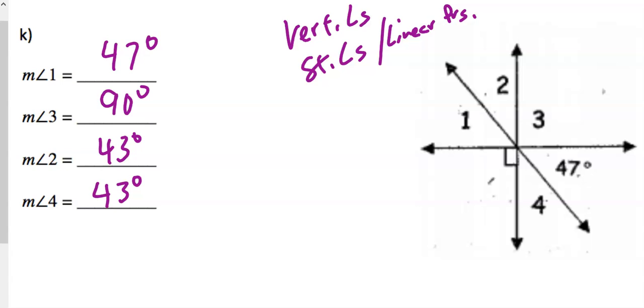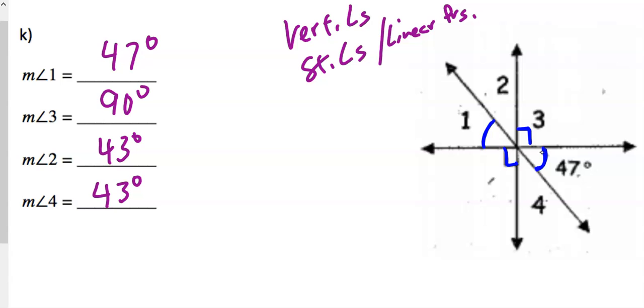Okay. So first of all, I'm going to talk about angle 3. I know that is opposite my right angle, so that has to be 90 degrees. And then I'm going to go to angle 1. Angle 1, again, is opposite of angle 47, so that has to, again, be a vertical angle, so they are congruent. That would be 47.